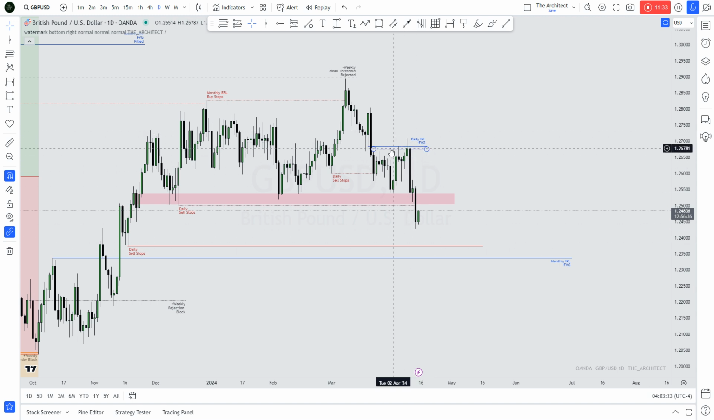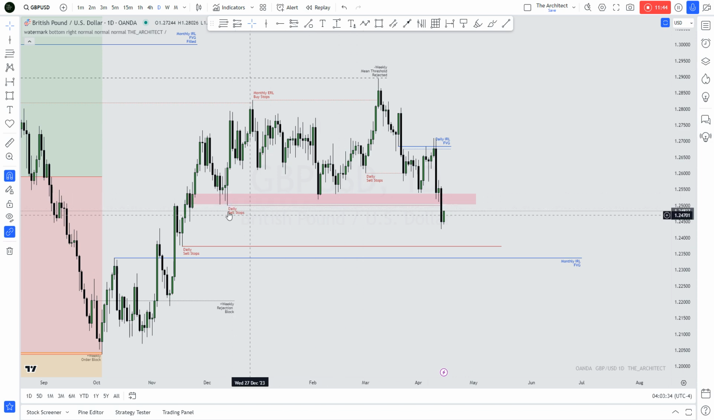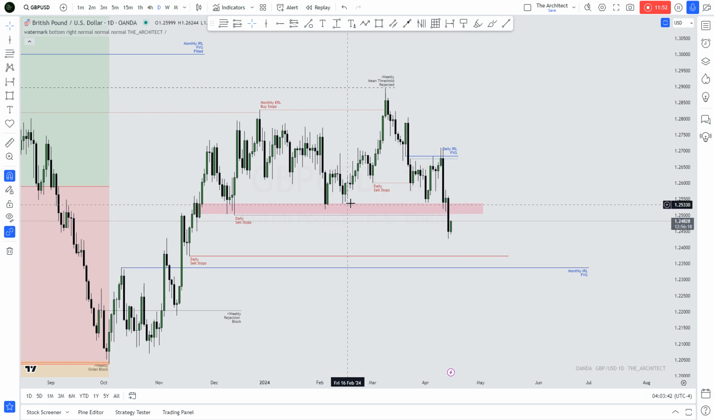So we see the draw. We see a monthly fair value gap get taken. I mean, a daily fair value gap get balanced off there. Then we see expansion lower. We reach all the way down into these sell stops over here, right? So with that, we could potentially now start to see, right?